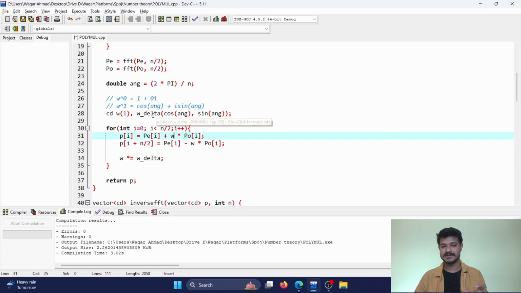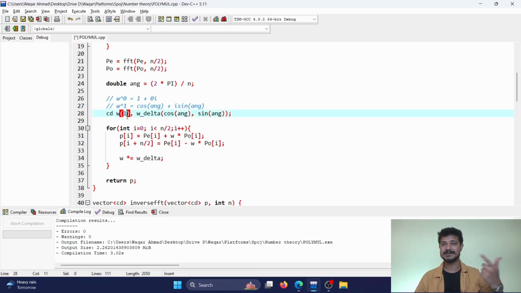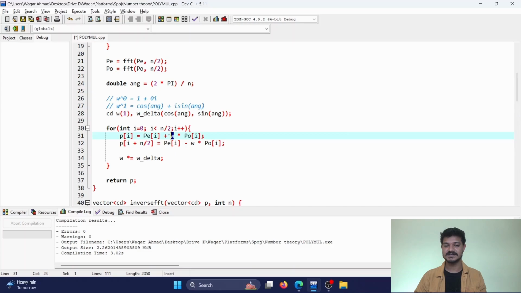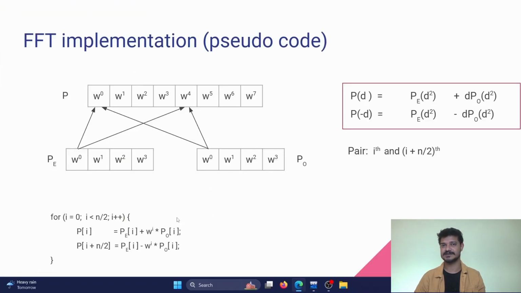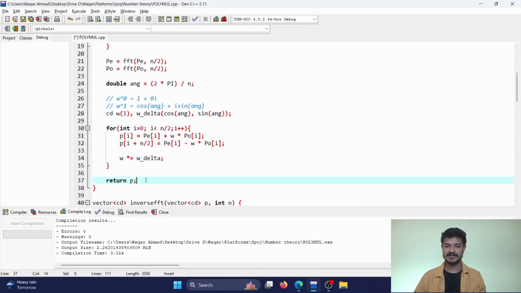So if you multiply w by delta, initially it is w raised to the power 0. You multiply by delta, which is nothing but w raised to the power 1. So this will become w raised to the power 1, multiply it again, w raised to the power 2, multiply again, w raised to the power 3, so on and so forth, right? So each time we are coming here, w is actually w raised to the power i, right, because of this. So we are evaluating p of i and p of i plus n by 2 using the exact same formula that we have discussed here, and we are done. Finally, we have p evaluated and you can return it. So this is your FFT.